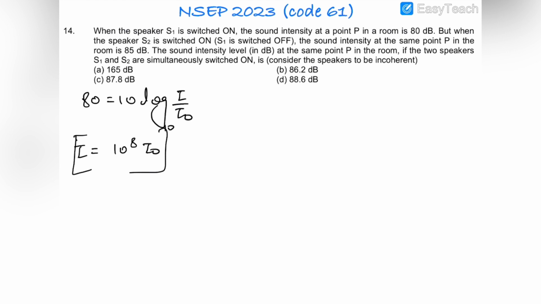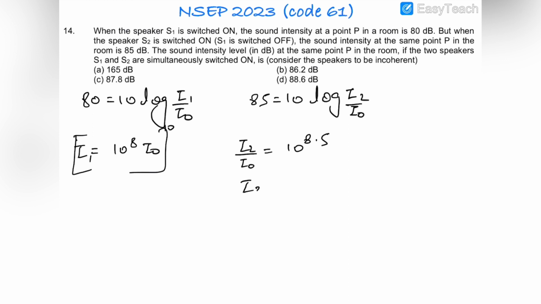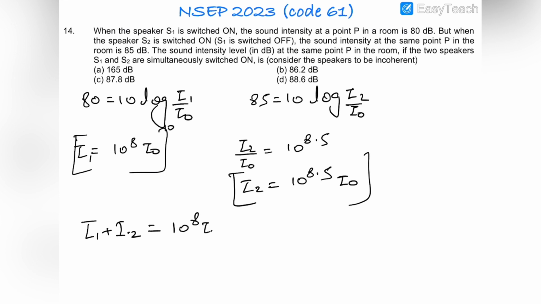Okay, and when the speaker S2 was switched on, then the intensity at the same point was 85. So this 85 is equal to 10 log I2 by I naught. Let's suppose this is I1, and I2 by I naught will be equal to 10 to the power 8.5. So I2 will be equal to 10 to the power 8.5 I naught, and when both speakers are switched on simultaneously, then I1 plus I2 will be equal to 10 to the power 8 I naught into 1 plus 10 to the power 1 by 2.